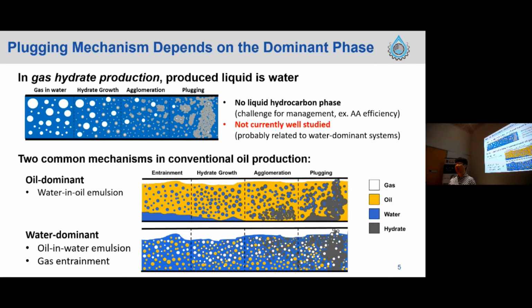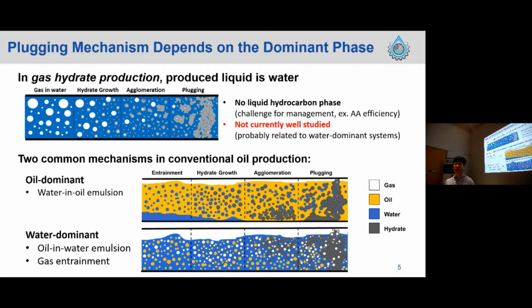So in natural gas hydrate production, produced liquid is water. This means no liquid hydrocarbon phase. And this is different from the systems in conventional productions. But this system hasn't been well understood. And it's a basic motivation of this study.